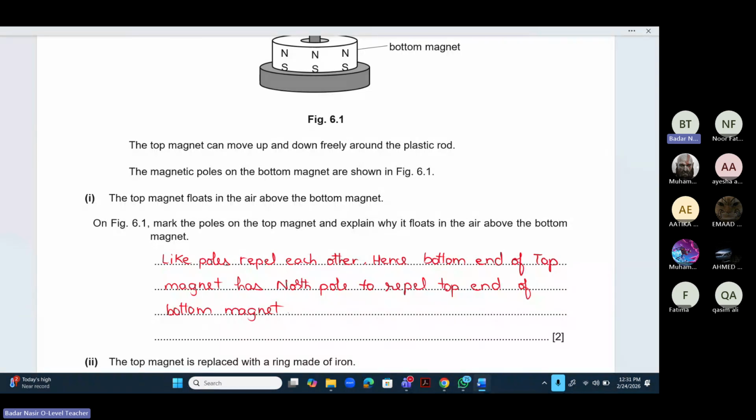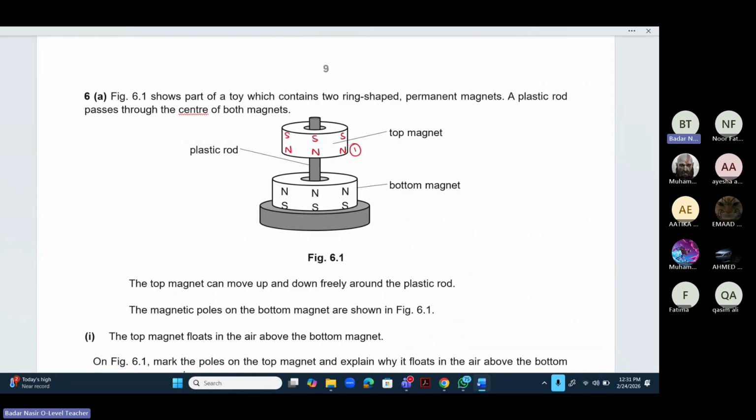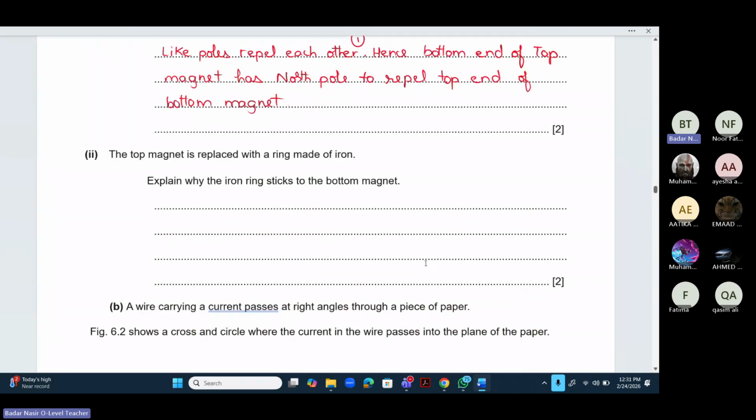So one mark तो आपको इस चीज का मिल जाएगा कि आपने उसको बता दिया है कि जो like poles हैं they are going to repel. और 1 mark आपका इस बात का है, अगर आप ये वाली बात नहीं भी लिखते तो you will still get 1 mark. और 1 mark if you place the correct poles on your diagram. The top magnet is replaced with a ring made of iron. Explain why the iron ring sticks to the bottom magnet.